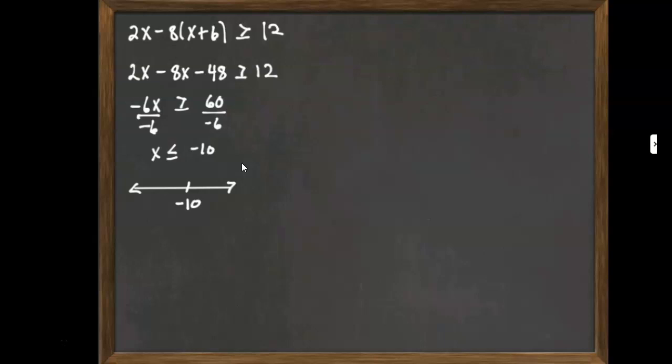X less than or equal to negative 10 would mean we're to the left of negative 10. The or equal to means we're including negative 10, so we put a solid circle, and then we shade to the left. So that would be the number line picture. And then we want to translate that to interval notation.